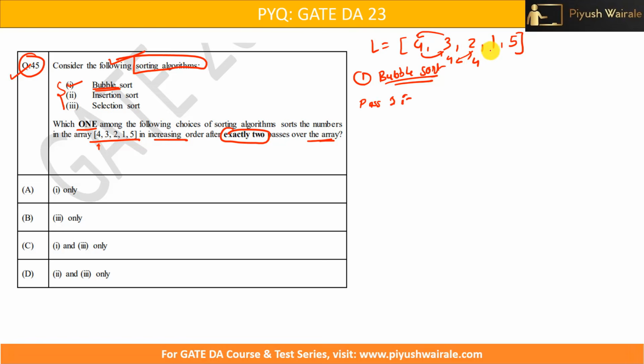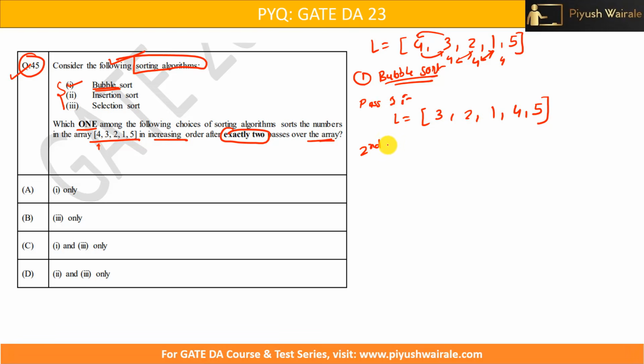Now we'll compare 4 with 1. Yes, 4 is greater than 1, so we simply swap these elements. Now we'll compare 4 with 5. But 4 is not greater than 5, so we will not swap; we'll keep it as it is. So after the first pass, what we got is L equals 3, 2, 1, 4, 5. So this is after the first pass.